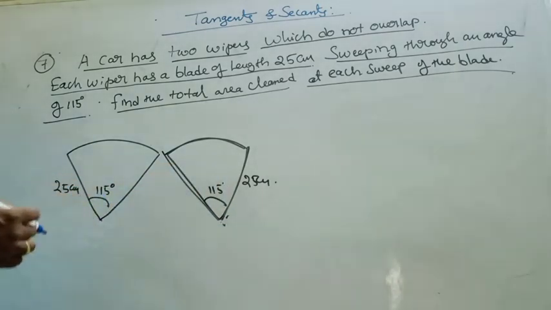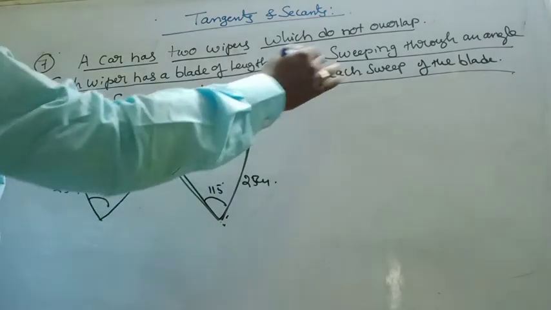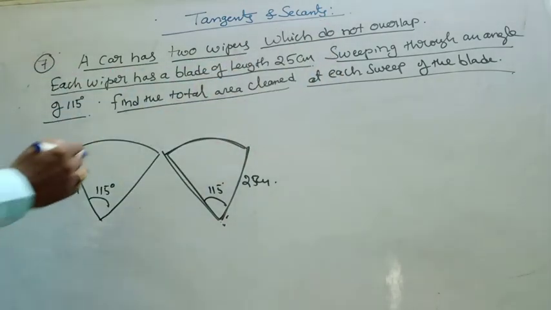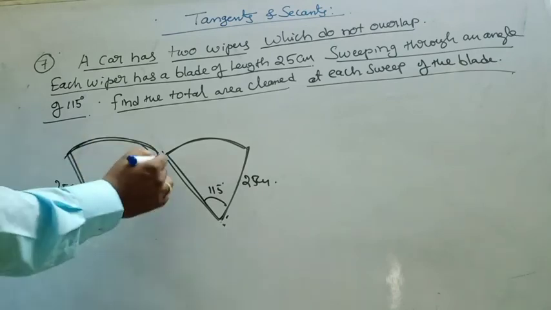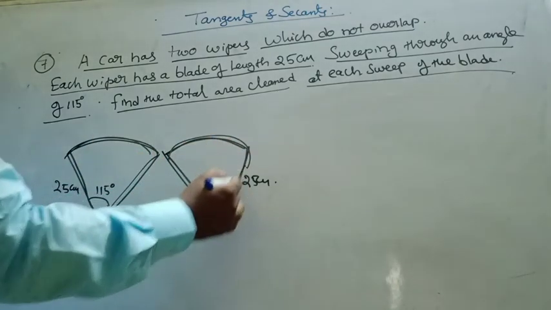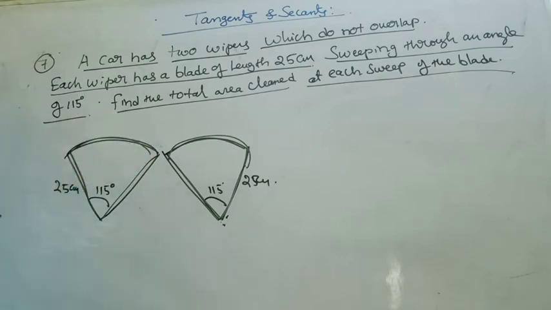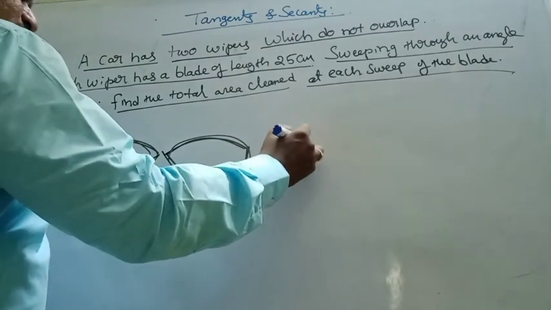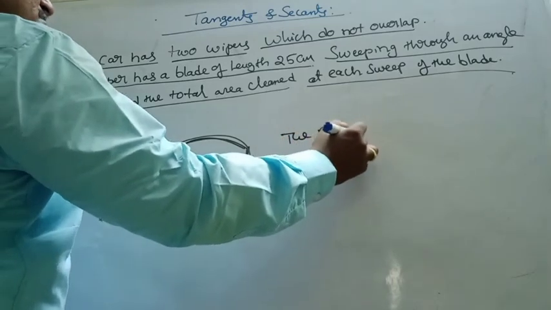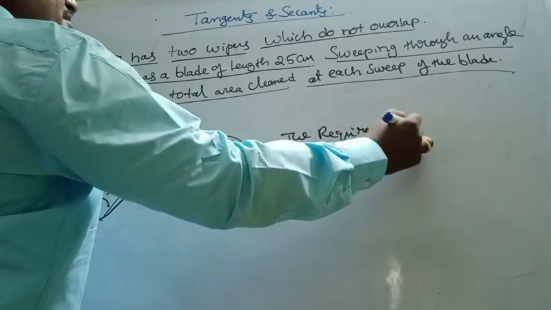Now we need to find the total area cleaned at each sweep of the blade. This is something like a sector. We need to find these areas, the sum of these two areas. It's a very simple thing.